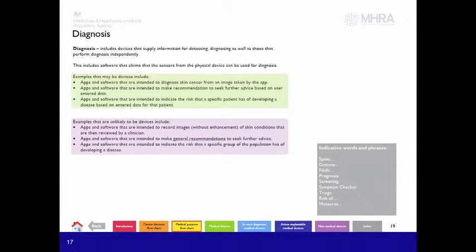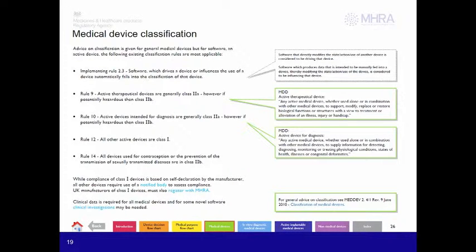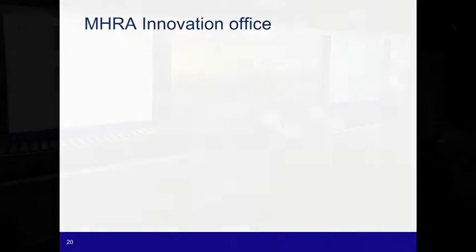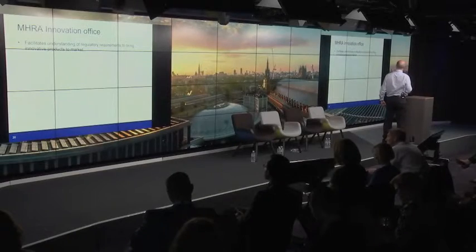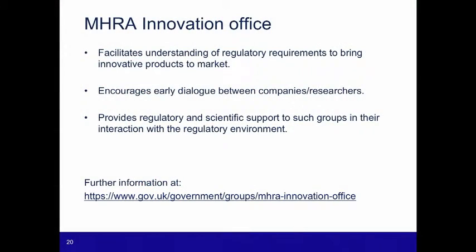And on each page we give a summary of, again, what we think is a device, what isn't, and what doesn't look like a device. And then for the 3 directives, we give general advice on classification rules and the other requirements. We also offer what is our innovation office, and it's there to help innovative products come to market. And we encourage people to contact us earlier to discuss their products and see if we can help them. We can provide scientific and regulatory advice about the products you're looking at.